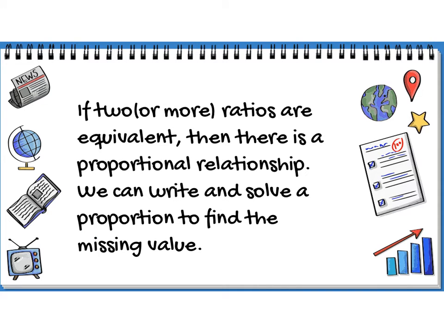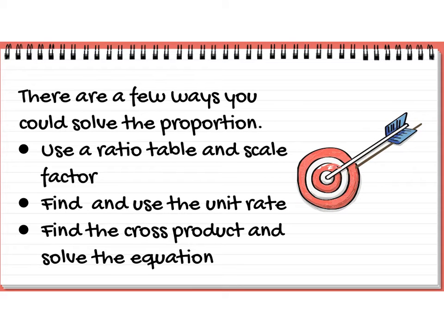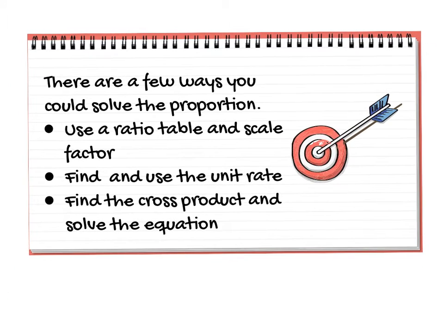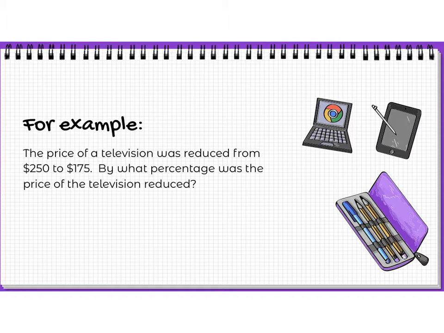Okay, so again, if we have two or more equivalent ratios, there's a proportional relationship. So we are going to write proportions and solve for the missing value to get the answer for these problems. Again, three ways. We can use a ratio table with the scale factor, which is usually what I do. I think most of these problems you can do that way. You could use a unit rate, or you could just find the cross product and solve that equation. Okay, so let's do some examples.